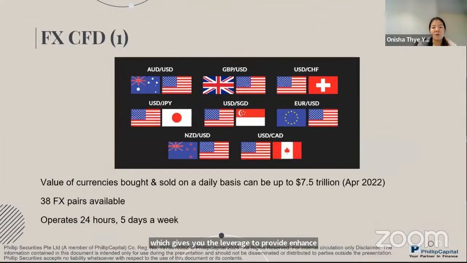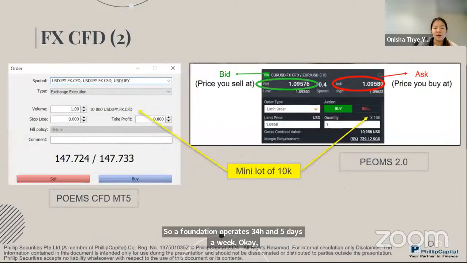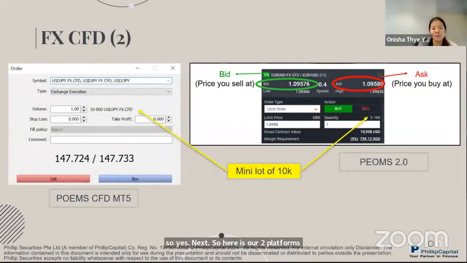Now, here we offer FX trading in the form of CFD, where up to 38 pairs are available for trading. Due to its global nature, it involves various financial centers across different time zones. So FX actually operates 24 hours and 5 days a week. Next, here are our two platforms, which are POEMS CFD MT5 and POEMS 2.0.